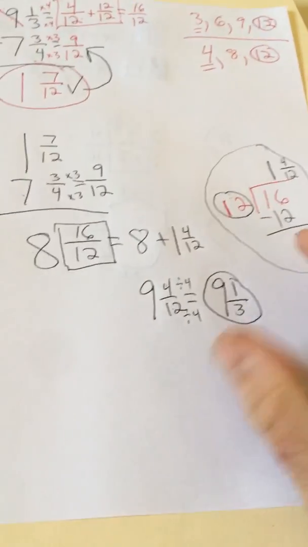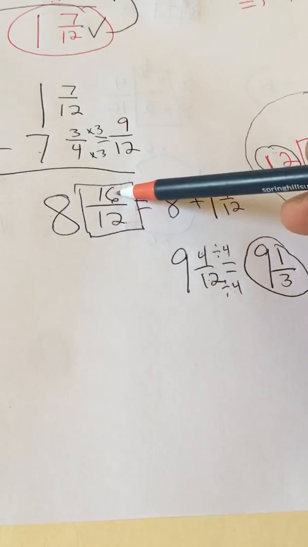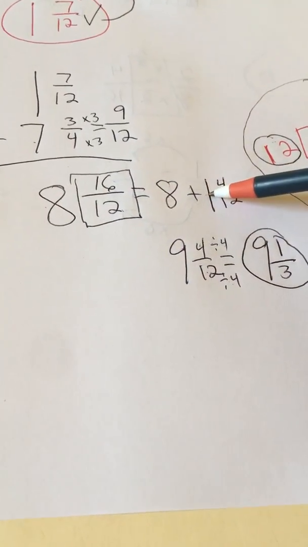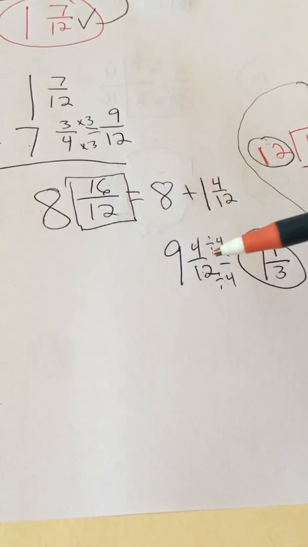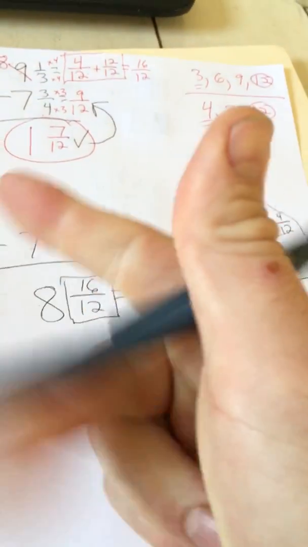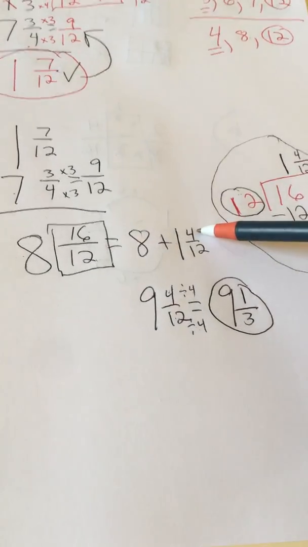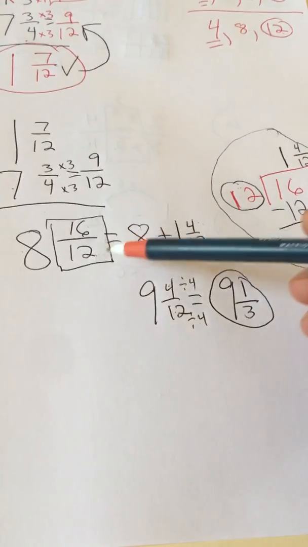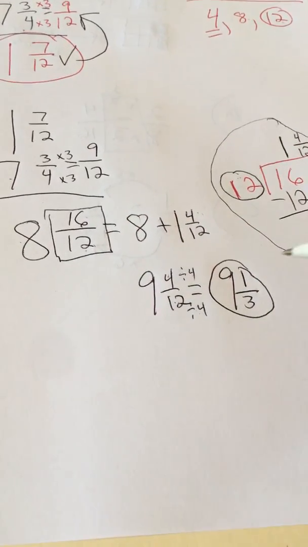Okay? But basically 12 goes into 16 only one time without going over, and then there's 4 more to get to 16. Right, 12, 13, 14, 15, 16. So 4 is our numerator, and our denominator stays as 12. Okay, add those together, you get 9 1/3.